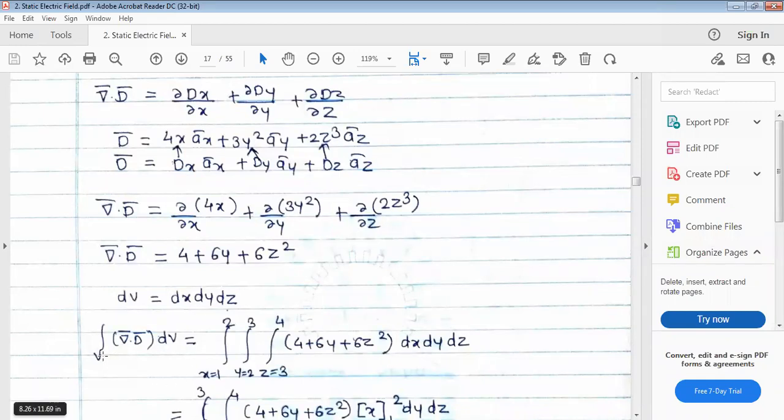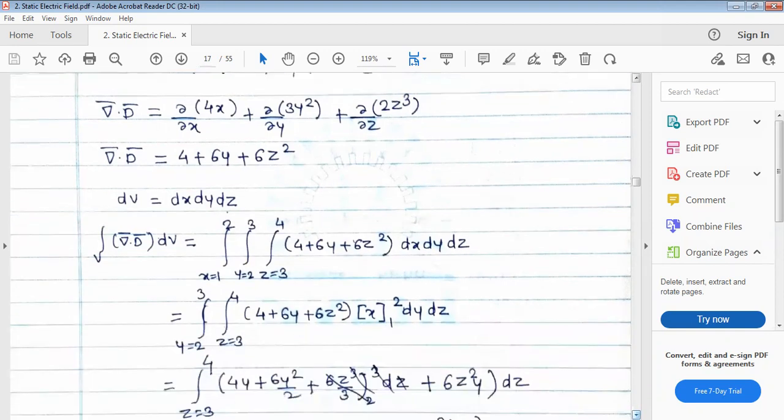So here, the volume integral of del dot D bar into dv, where del dot D bar is 4 plus 6y plus 6z square, into dv. dv is dx dy dz. So we have to take the integral over x, y, and z. Now x is varying from 1 to 2, y from 2 to 3, and z from 3 to 4. So simply take the integration.